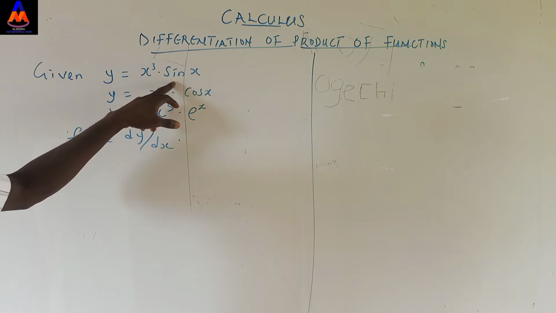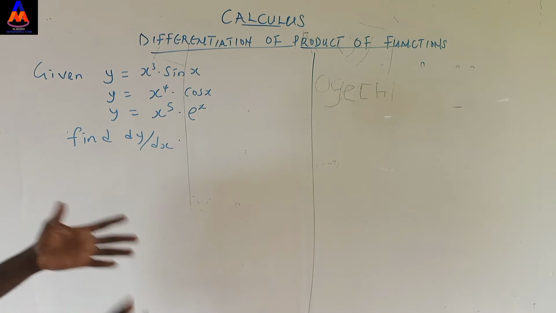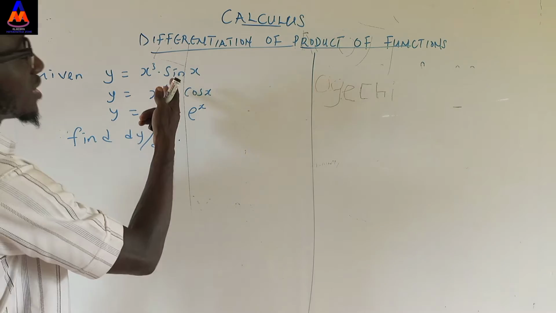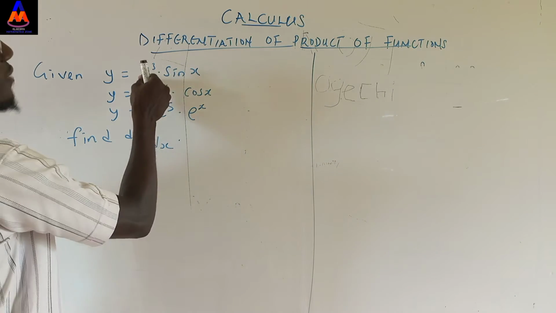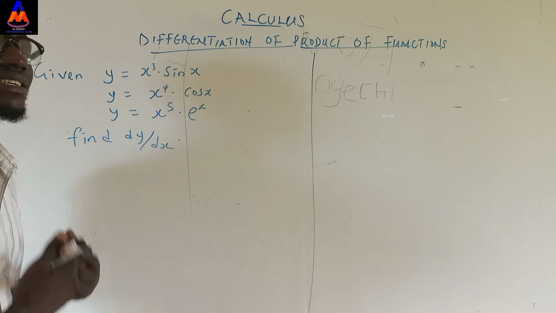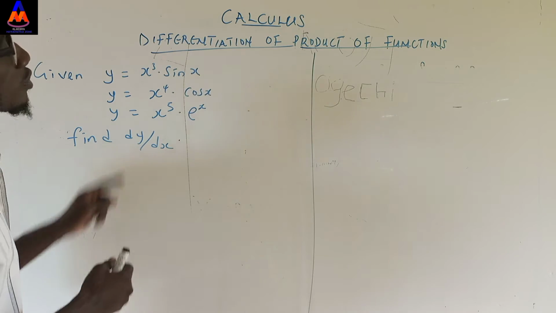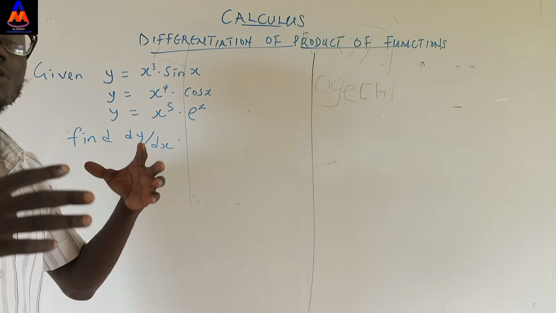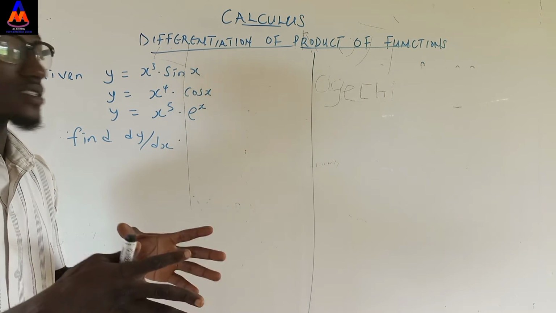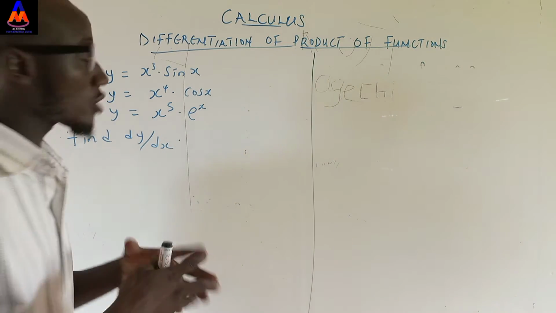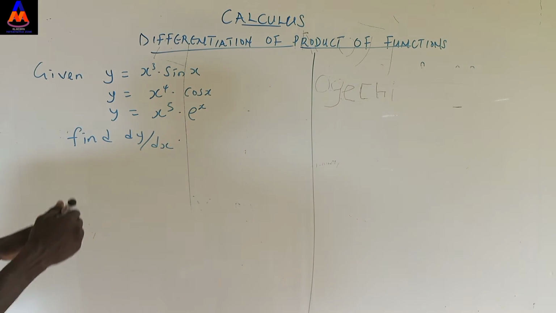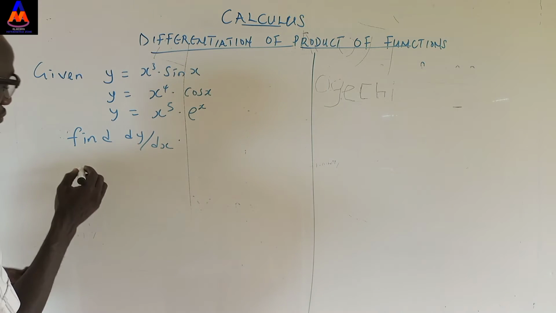This is a trigonometric function. This is an algebraic function. So these two functions depend on x. That is the main reason why we will consider them as a product of two functions, right? So since we have established that they are a product of two functions, we are going to use the product rule.